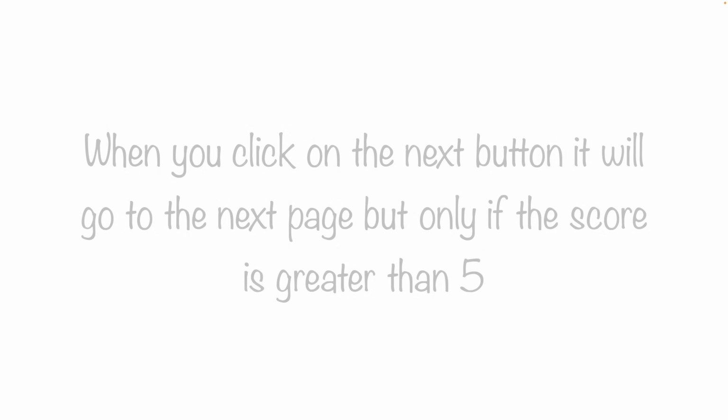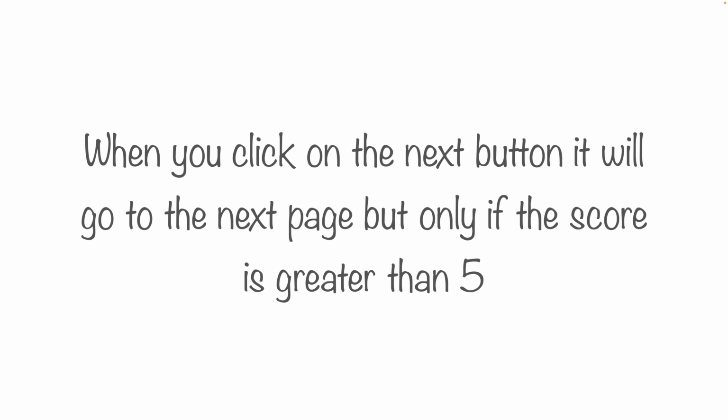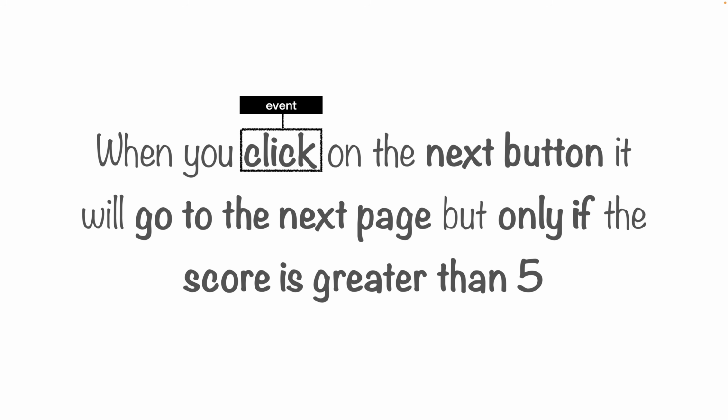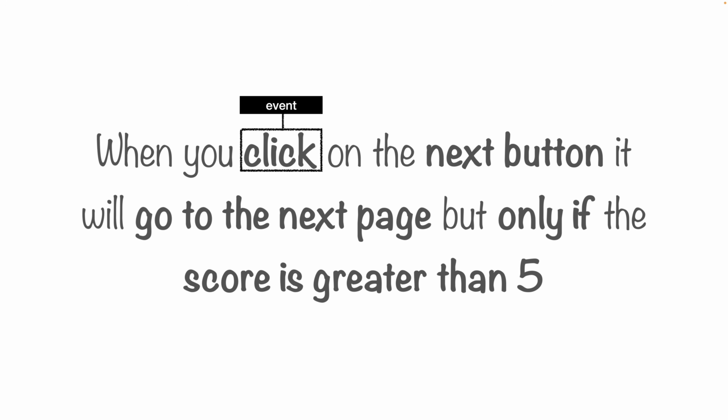Let's take a look at this phrase right here. When you click on the next button, it will go to the next page, but only, there's our keyword right there, if the score is greater than 5. Let's break this down a little bit. Click is the event when the user clicks, and that is a good indicator because the event is usually where I will add my condition. As soon as the user tries to click on the next button, we're going to run this condition.